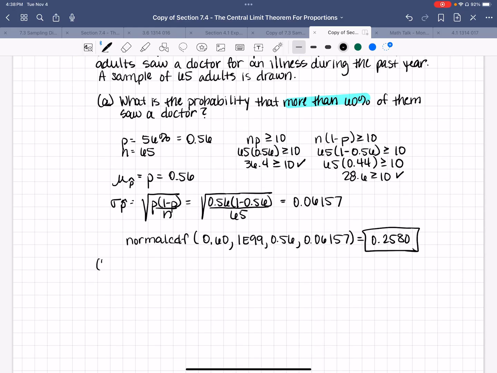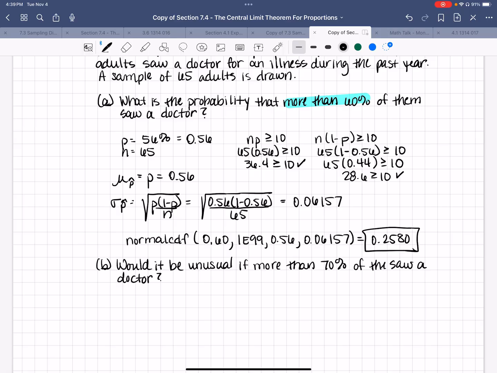B, we go back to our unusual question. Would it be unusual if more than 70% of them saw a doctor? Remember, we're looking for if it's less than 5% or 0.05. Right now, we've got more than 60% is about 26% saw a doctor. So at 70%, we're not sure. So let's try it out.